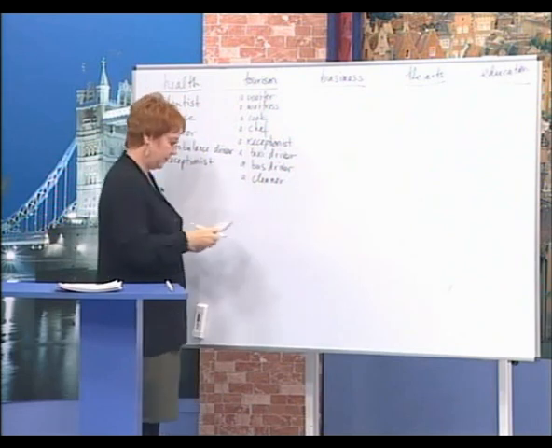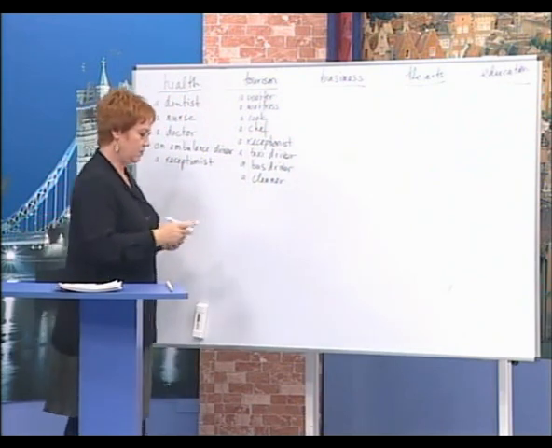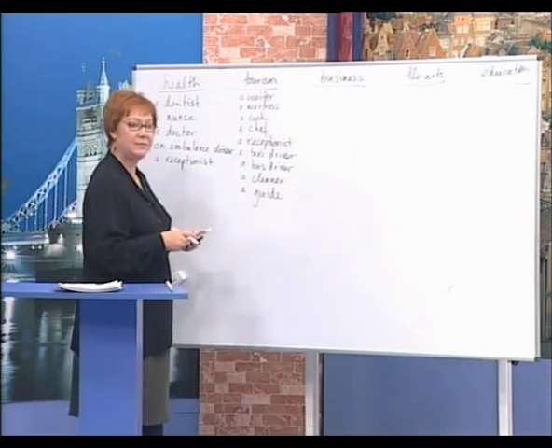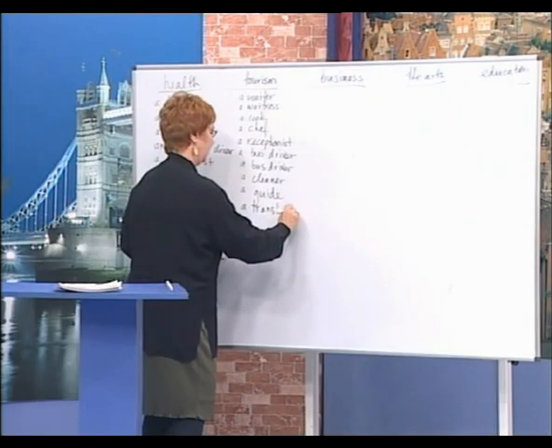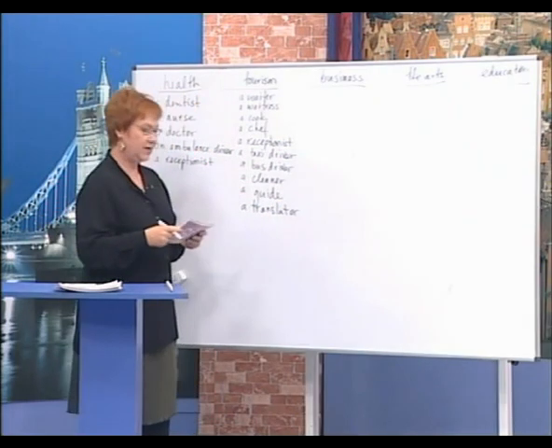Isabel? A cleaner. He or she works everywhere. Yes, that's right. We need cleaners. Susan, one more. A guide. He or she works in tourist places. Yes, that's right. Good. Isabel? A translator. He or she works in an office. Yes, probably. All right, another one, Ollie.